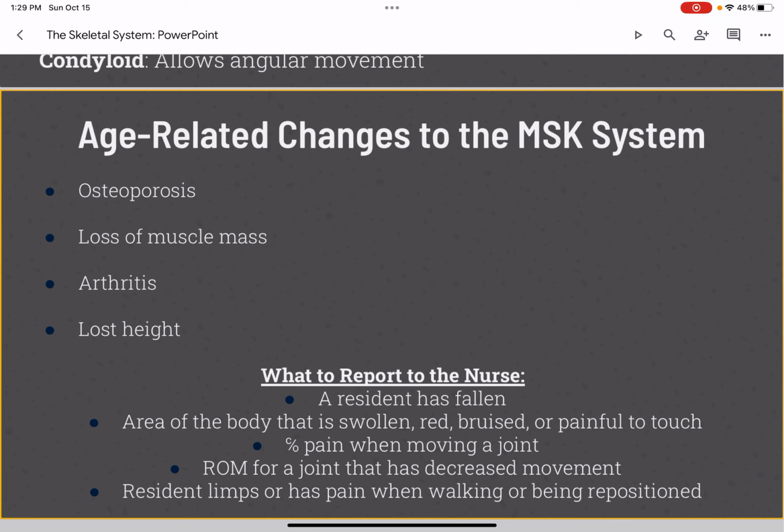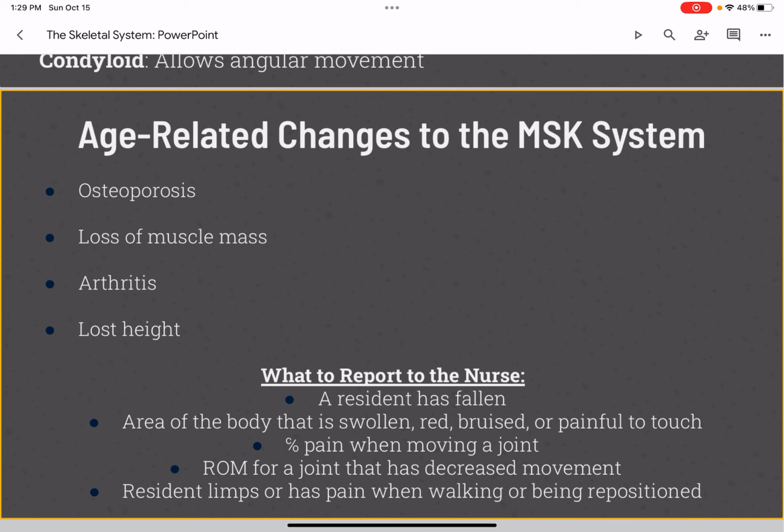There are multiple age-related changes that can occur to the musculoskeletal system. First is osteoporosis. That's a bone disease that develops when the mineral density and bone mass decrease, or the quality or structure of the bone changes. The bones become weak and break easily. Next is loss of muscle mass. When that occurs, muscle cannot support the body. It causes weight loss. Next is arthritis. That causes decreased range of motion and slower body movement. And finally, lost height. That occurs because the space between the vertebral discs decreases.